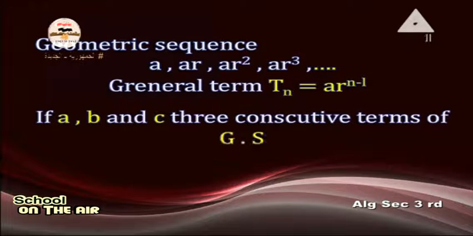If we have A, B, and C three consecutive terms of geometric sequence, then geometric mean, its symbol B, equals positive or negative square root AC. Someone says B squared equals A times C. This is right. Or B equals positive or negative square root AC.